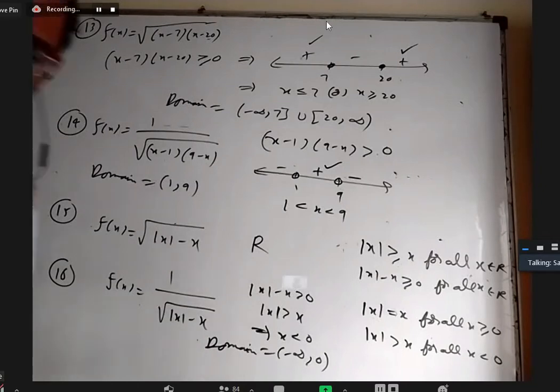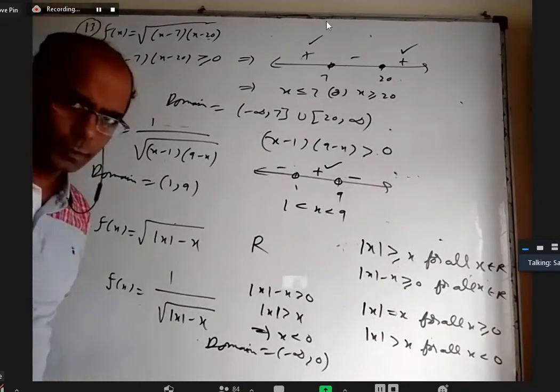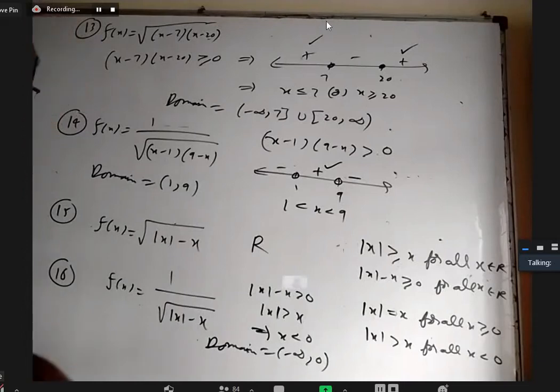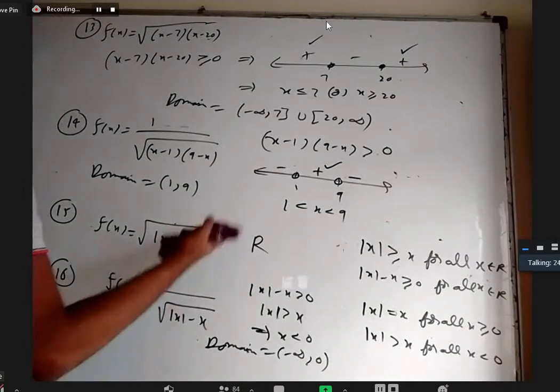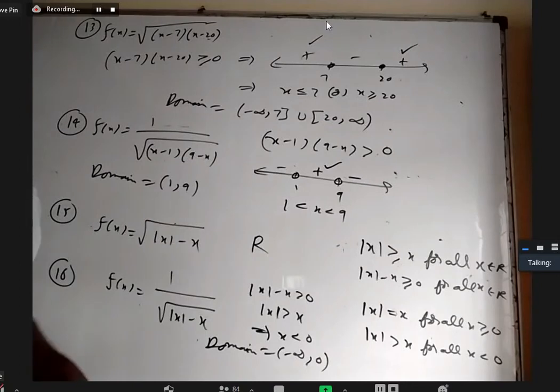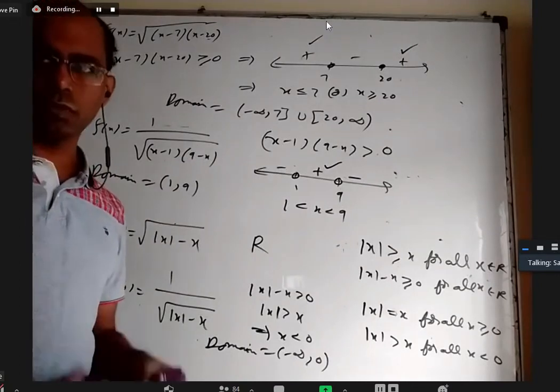I hope what is there on the board, everything is clear. I'm going to erase. Page number 91, from that you have to do, no? Page number 91, 45 onwards, odd numbers.